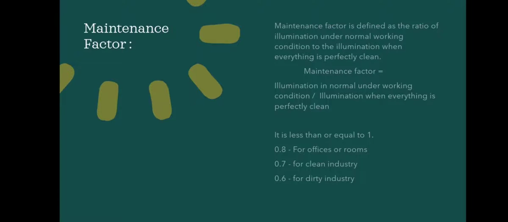In this slide, we can see the maintenance factor. Maintenance factor is defined as the ratio of illumination under normal working condition to the illumination when everything is perfectly clean. The formula of maintenance factor is illumination under normal working condition divided by illumination when everything is perfectly clean. It is less than or equal to 1: 0.8 for offices or rooms, 0.7 for clean industry and 0.5 for dirty industries.